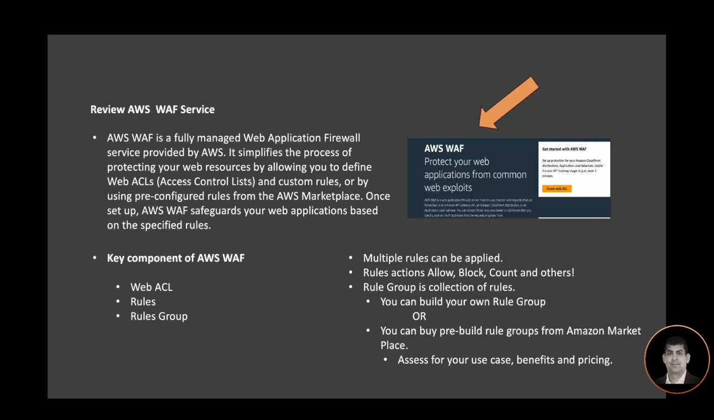The key components of WAF are WebACL, rules, and rule groups. Now, multiple rules can be applied, and the priority of those rules can be adjusted if you have multiple rules. Rule action can be allow, block, count, and a few others. A rule group is a collection of rules. We can build our own rule group, or we can buy a pre-built rule group from Amazon Marketplace. Now, of course, if we're buying a pre-built group, there is a cost associated with that. Nothing is free. So in this case, assess the benefit and pricing for your use case.